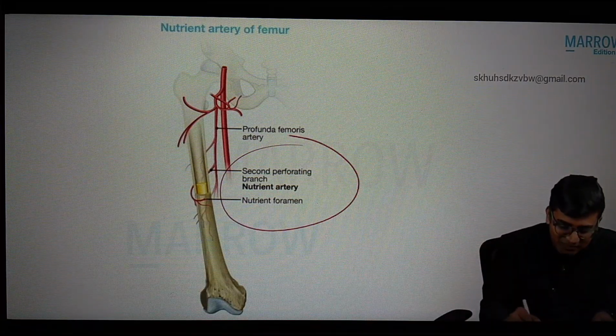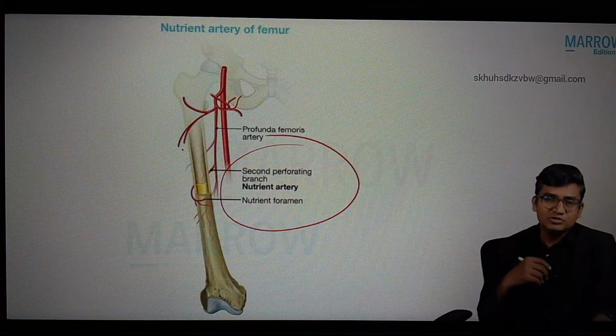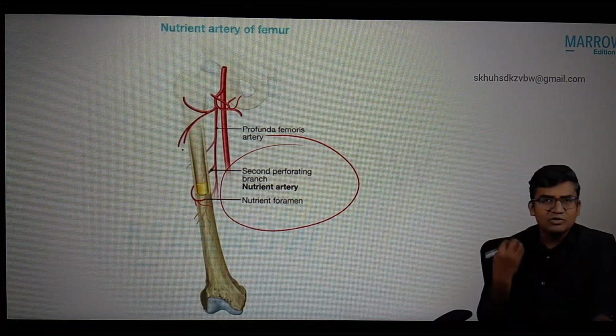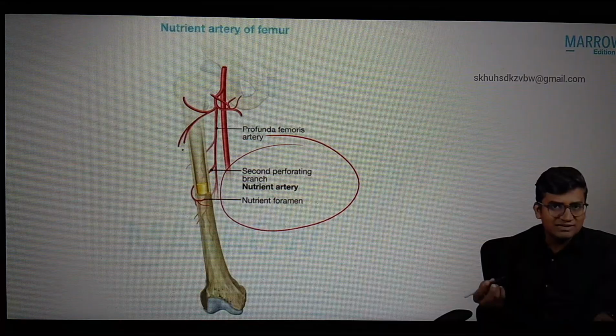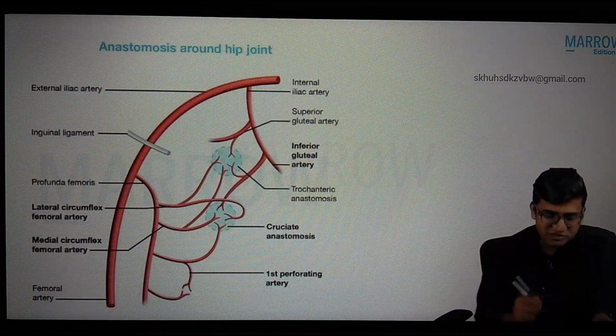Of these, the second perforating artery gives the nutrient branch to the femur. So the nutrient branch to the femur comes from the second perforating artery. Okay. Nutrient branch to the tibia, I told you. Which artery? Posterior tibial artery.